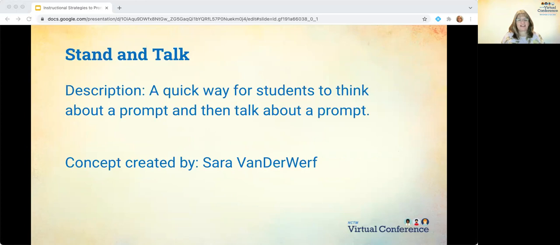We also have what is known as a stand and talk. This is a quick way for students to think about a prompt and then talk about a prompt. This concept was created by Sarah Vanderwerf, who I heard speak at NCTM several years ago, where she actually demonstrated how to use this strategy. And it's a strategy that I use with my students regularly.